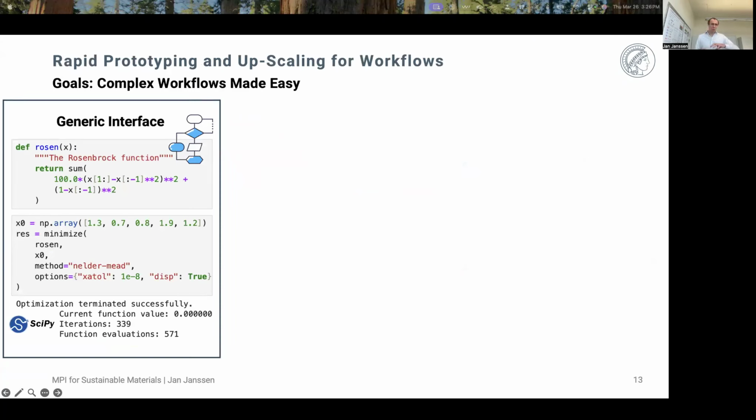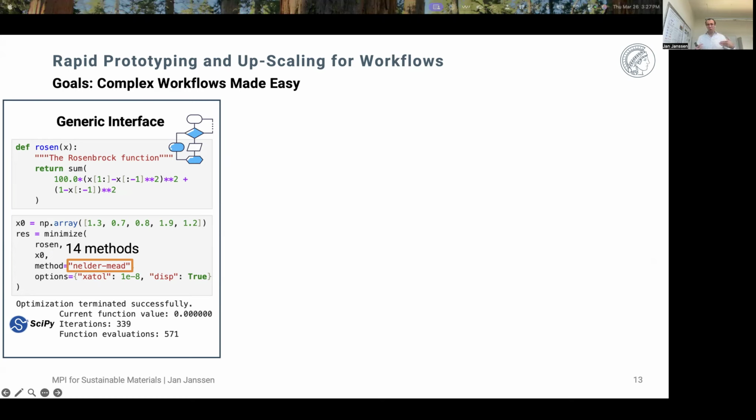The goal is to cover the whole process from rapid prototyping, maybe on your local laptop, to then upscaling this workflow to run on a local HPC, maybe up to the exascale machines. The first thing we want is to be like the SciPy library: to be able to switch between different methods by changing a single variable. I show this here for SciPy minimize, where you can switch between different minimizers by just changing a single string, while all the interfaces remain the same.